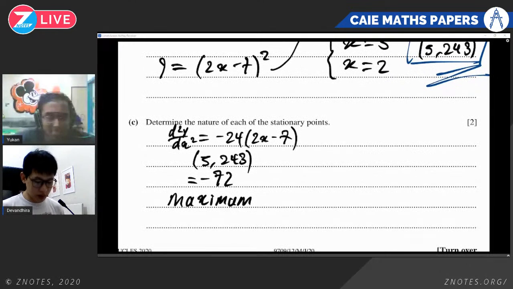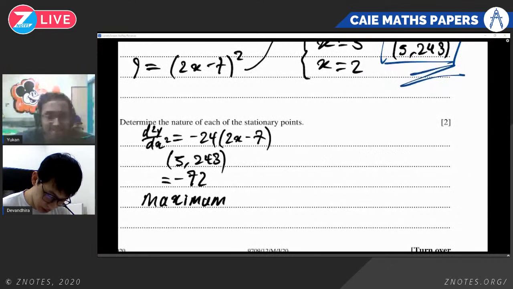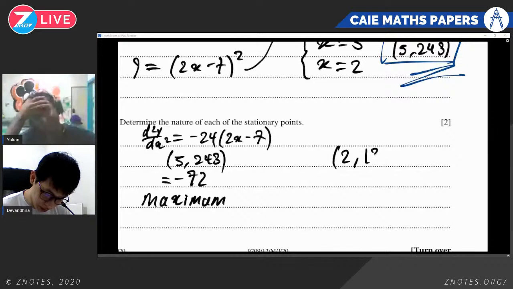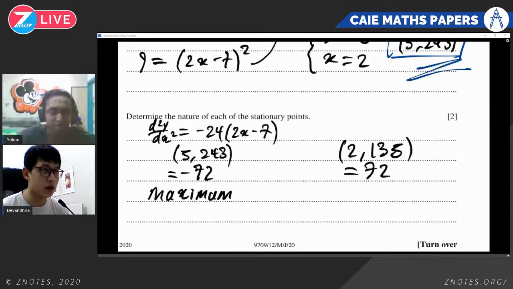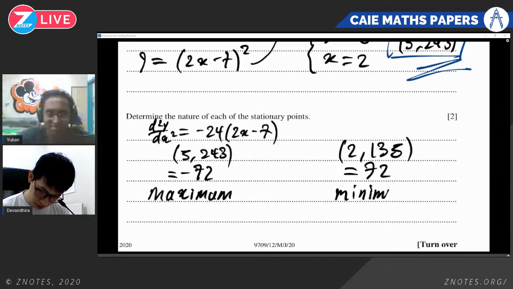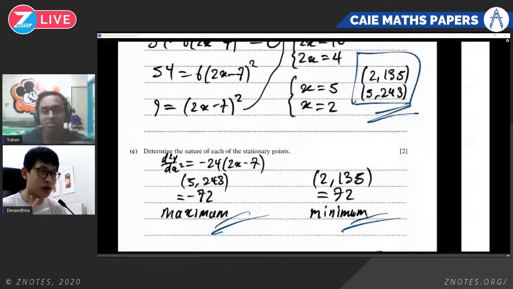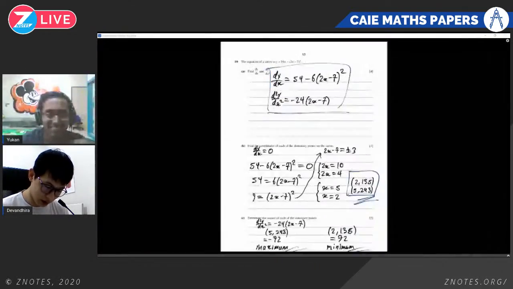So the second derivative determines the nature. If it is less than 0, that's a maximum. If it's greater than 0, then it's a minimum. Correct? All right, so let's find the other one. Let's find it when it's 2, 135. What's this equal to? 72, is it? That's positive 72, yeah, that means it's a minimum. All right, 2 marks. Easy. Next question.